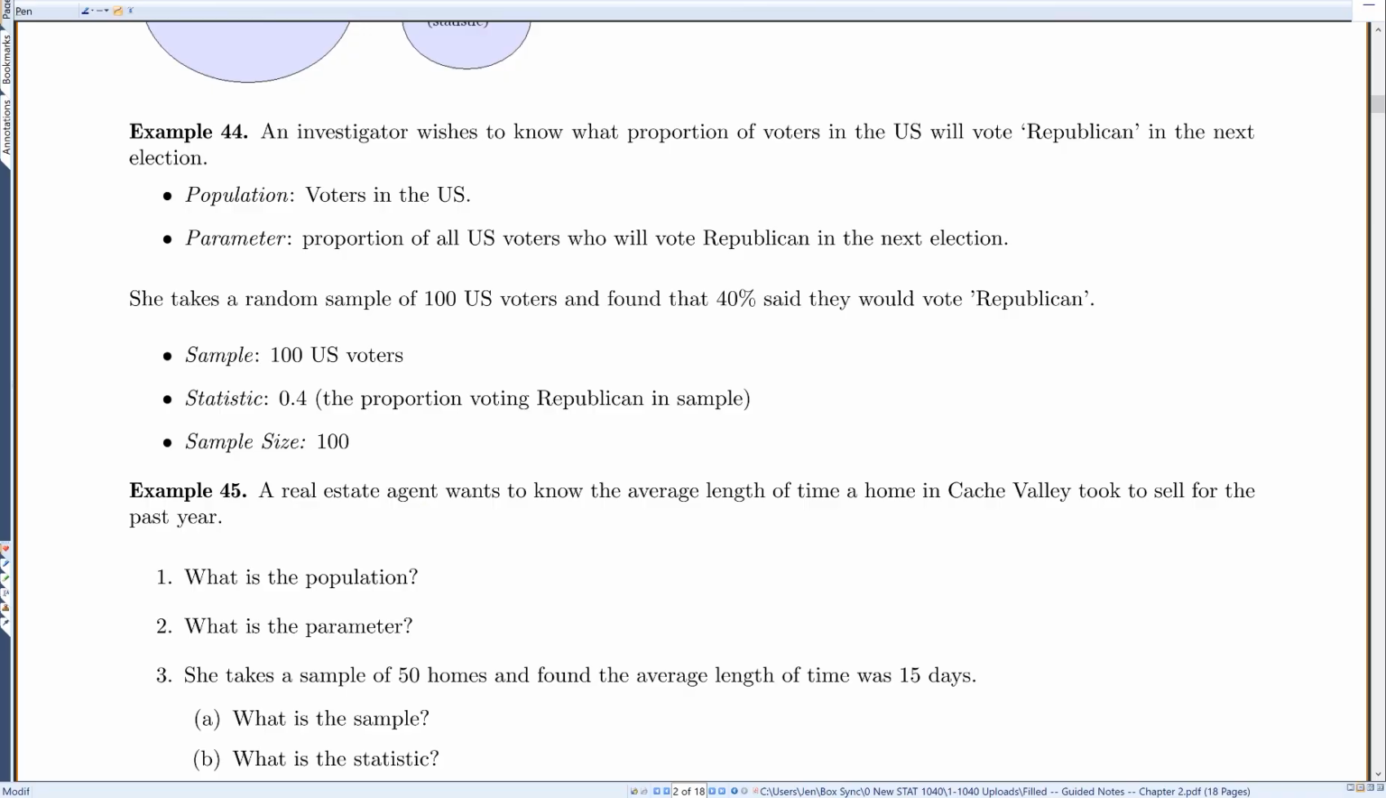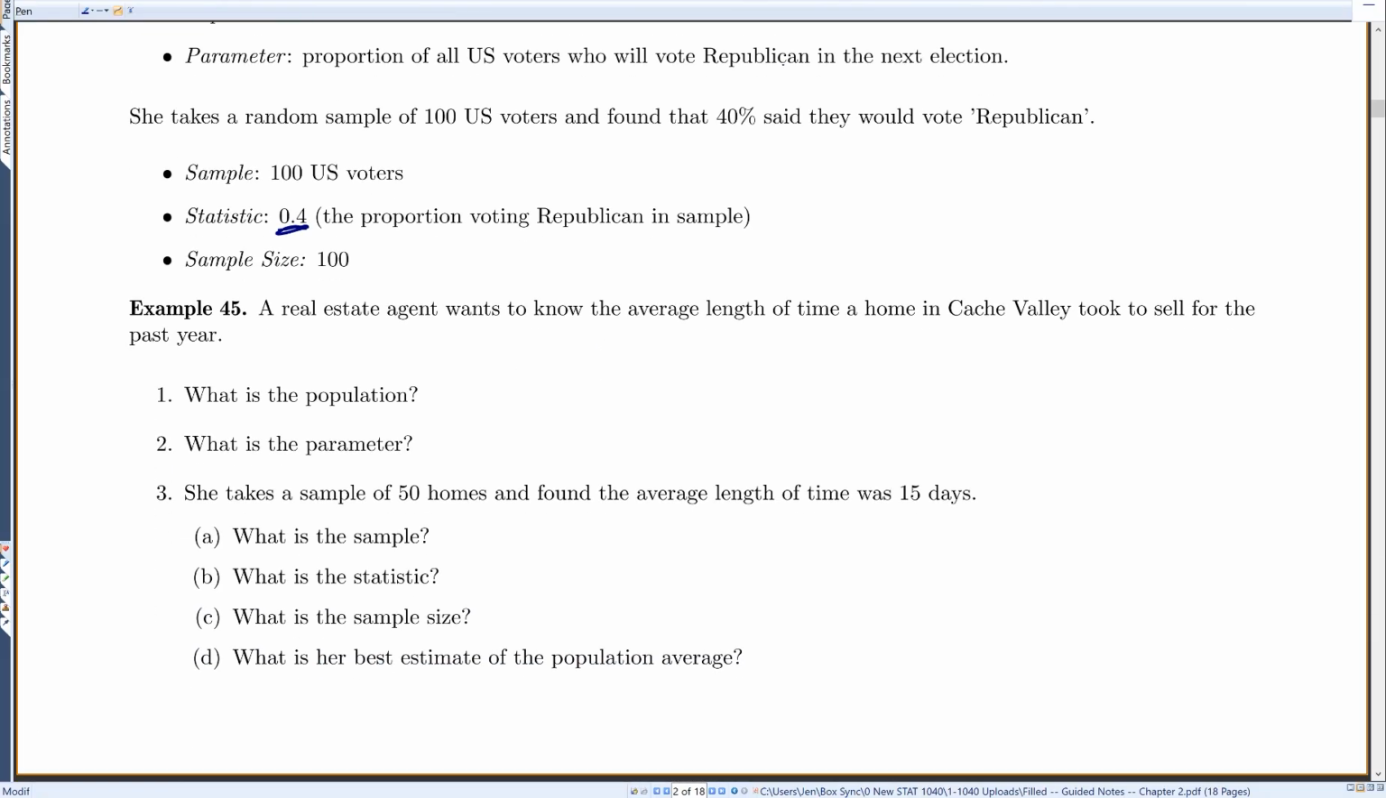So for example, an investigator wishes to know what proportion of voters in the US will vote Republican in the next election. So the population would be all the voters in the US. The parameter would be the proportion of all those US voters who vote Republican in the next election. So this investigator, she can't collect data on all the voters in the US, so instead she takes a random sample of 100 US voters and finds that 40% said they would vote Republican. So the sample is those 100 US voters. The statistic is 0.4. That's the actual proportion that voted Republican in the sample, and the sample size is 100.